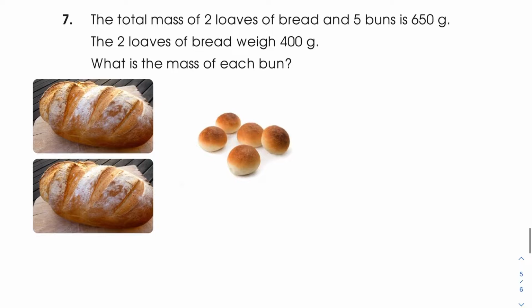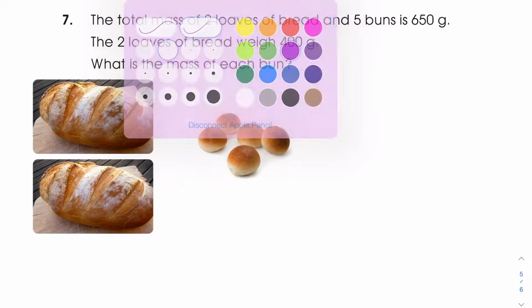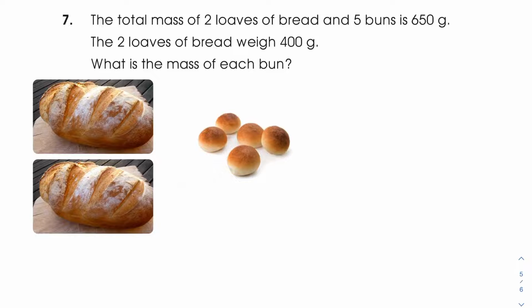Question 7. Looks tasty. Let's try purple now. The total mass of 2 loaves of bread and 5 buns is 650 grams. So here I have 1 loaf, 2 loaves of bread, and 1, 2, 3, 4, 5 buns. Altogether, they weigh 650 grams. Okay, 2 loaves of bread all together weigh 400 grams.